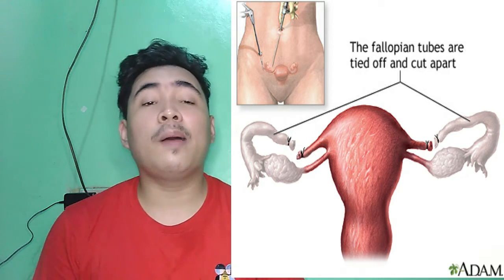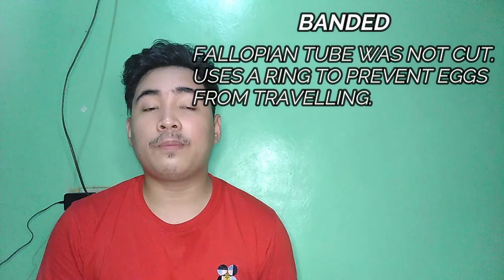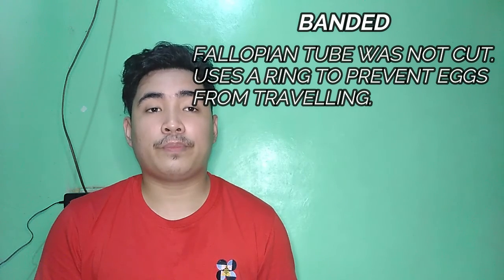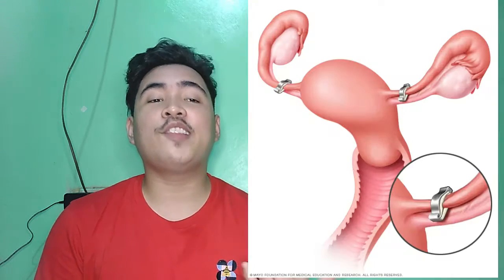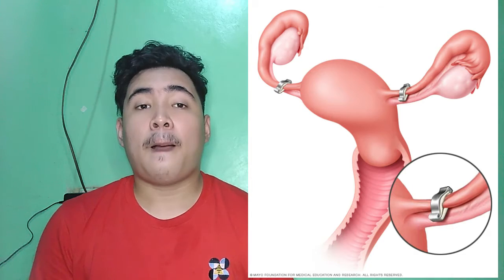And the last one is the banded, from the word itself as well, banded. So there is a silicone ring that was used so that the fertilized egg could not travel to the uterus.